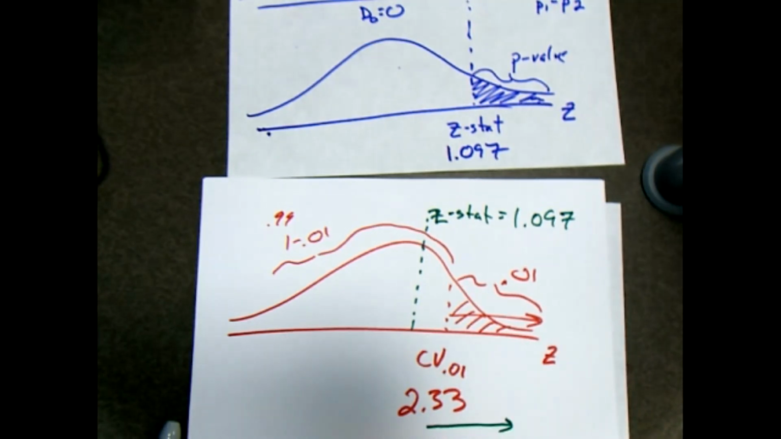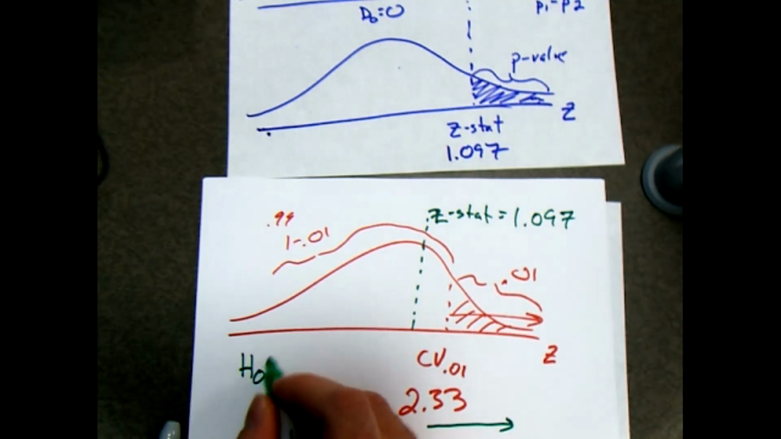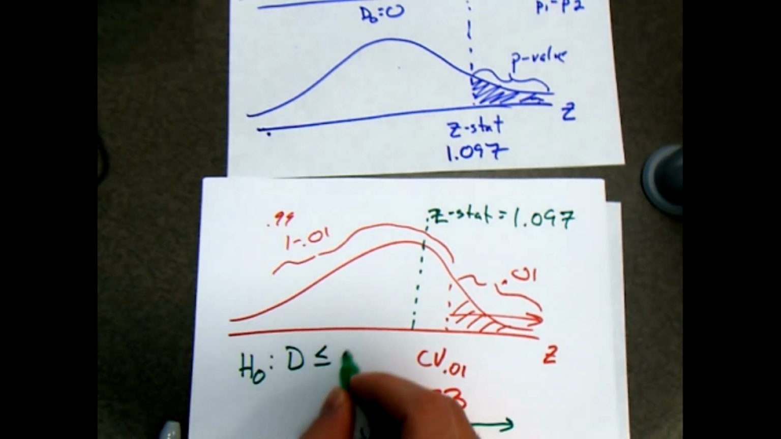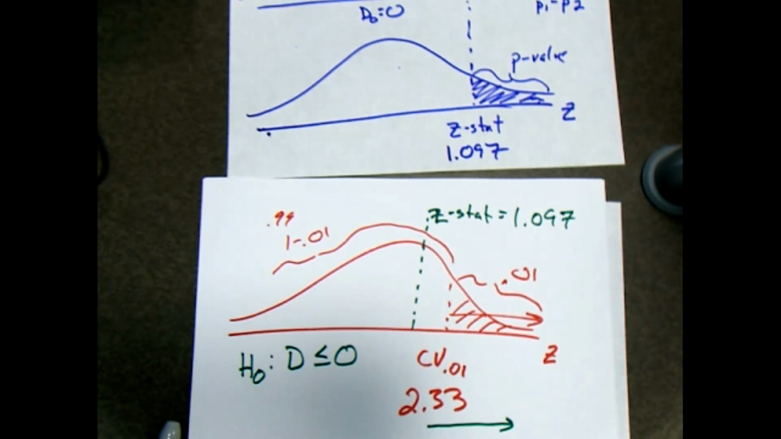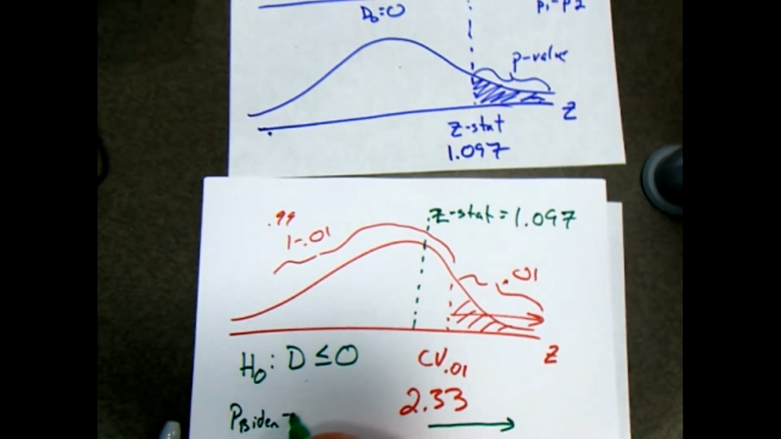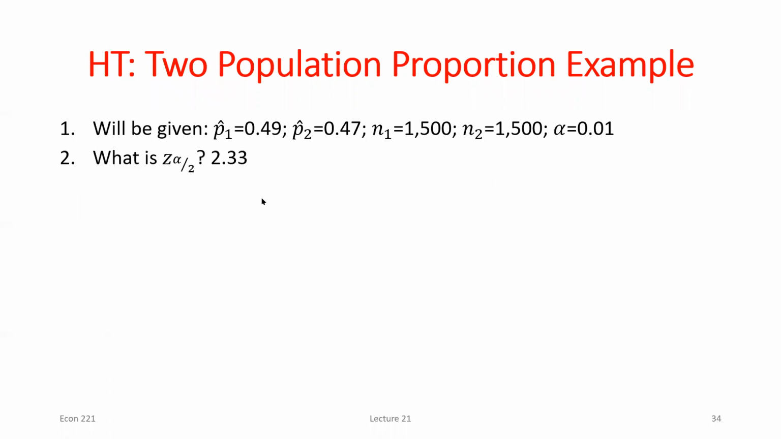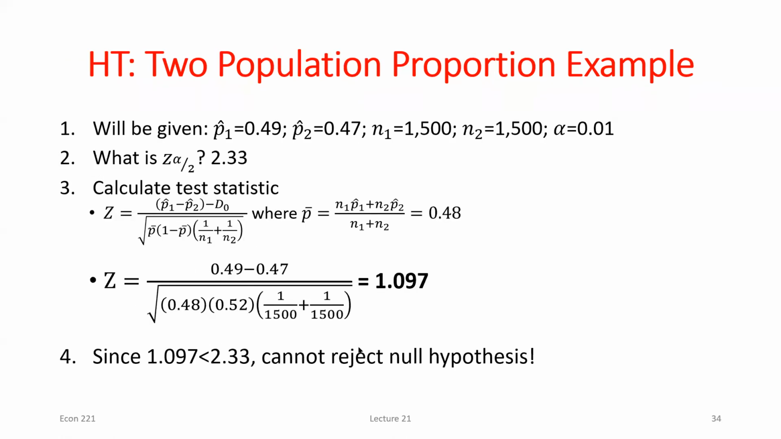So if we go back and remember what the null was, we were saying that difference, we assumed, was less than or equal to 0. Now we saw sample evidence that went against that, but not very much. So we failed to reject it. We weren't in the rejection region. Remember, this difference just represented the difference between the proportion of votes for Trump and for Biden. So here we failed to reject that Trump is going to receive more votes than Biden. So we cannot reject the null.